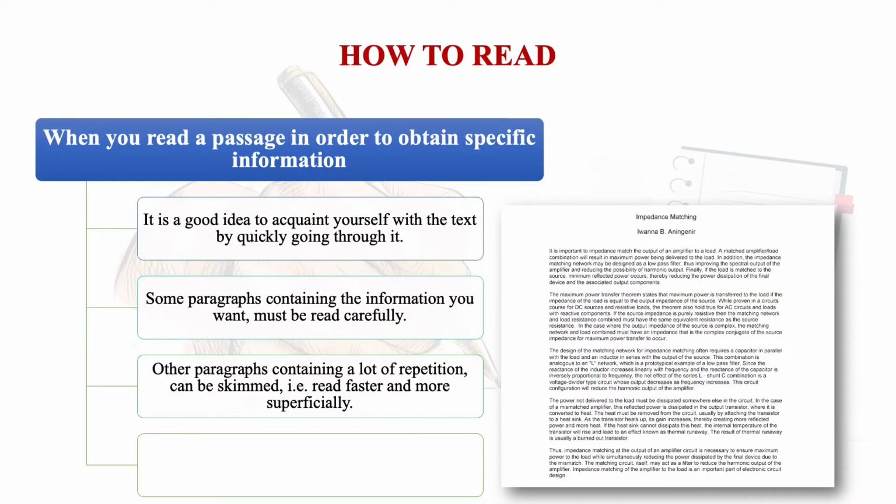Now you will also find other paragraphs containing a lot of repetition. What are you supposed to do in that situation? If you find paragraphs with a lot of repetition, you may skim through them. You may skip those passages, or simply read faster and more superficially. You do not need to devote much time to paragraphs that are not useful to you. If those paragraphs contain a lot of repetition, you can skim through them. That is the next step.